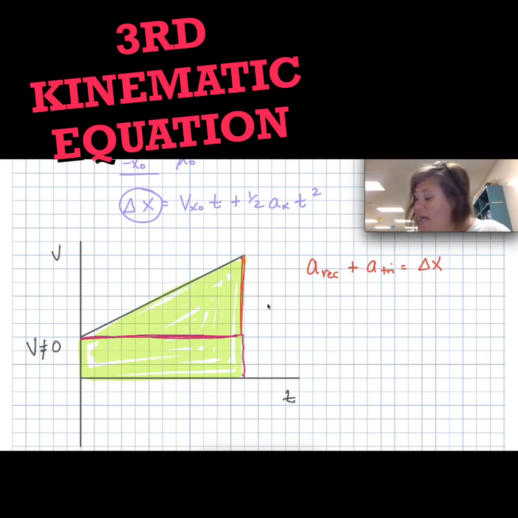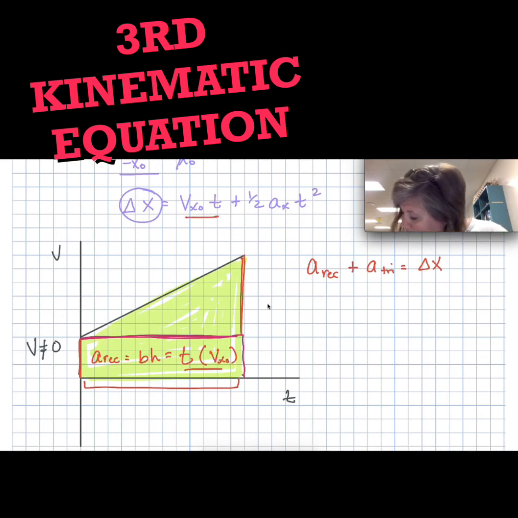Now, for the rectangle part here, it's base times height, okay? In this case, the height is the initial velocity, okay? And the base here is the time. So the base is the time, and the height is the initial velocity. So you can see that and that look very similar. Okay, so the area of the rectangle is going to be the initial velocity times the time.